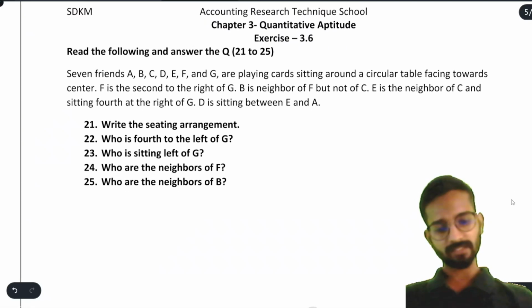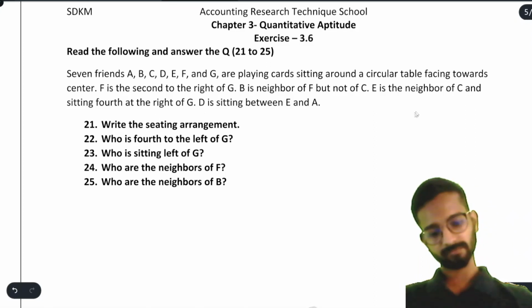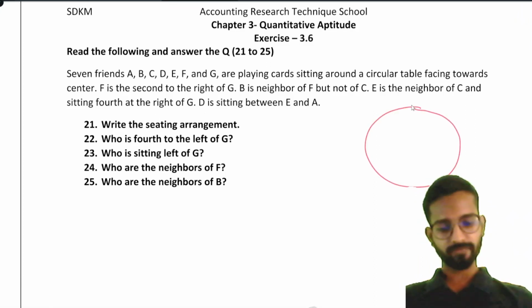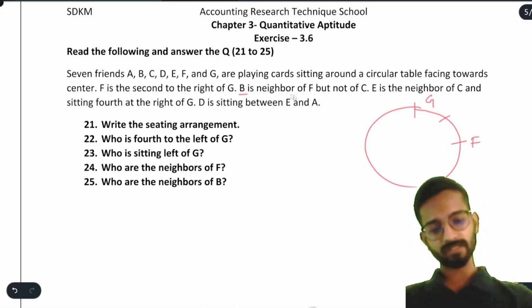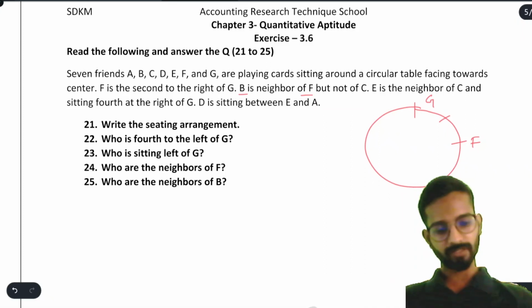Seven friends are playing cards sitting around a circle table facing towards center. F is second to the right of G. It means if G is here, F is second to the right of G. 1, 2. Here will be the F. B is neighbor of F. So I do not know whether B is here or here. We do not know.